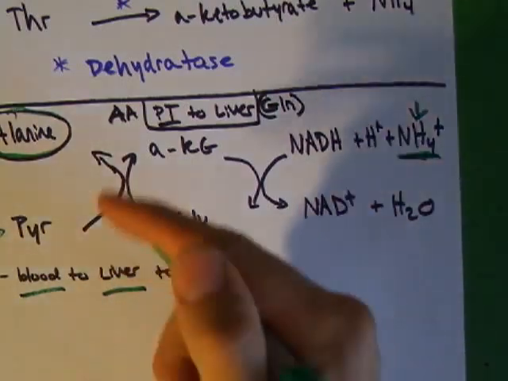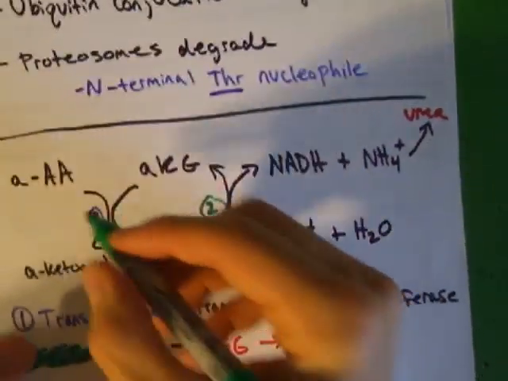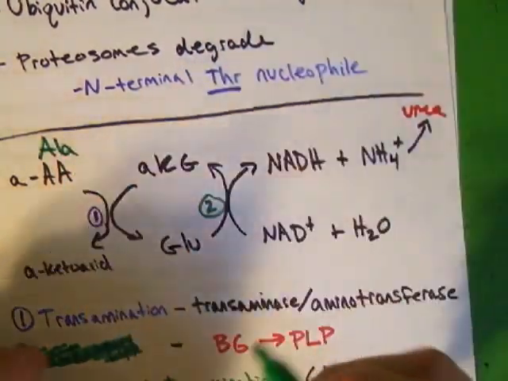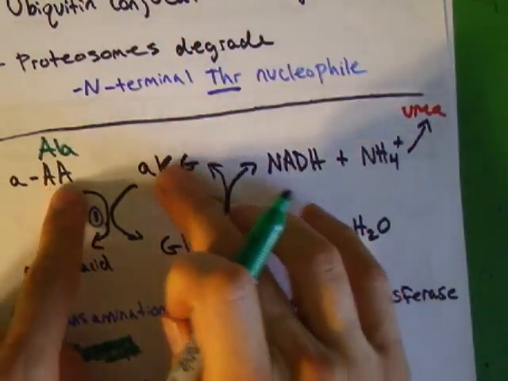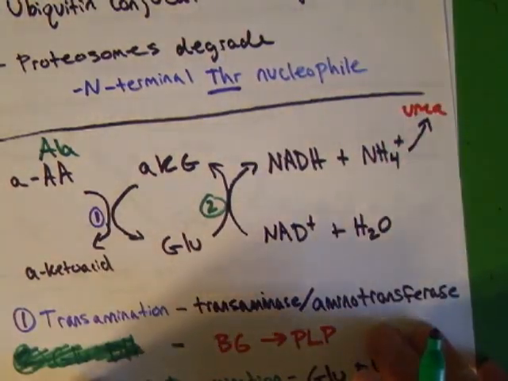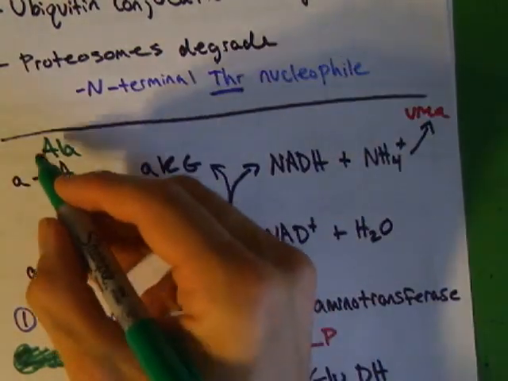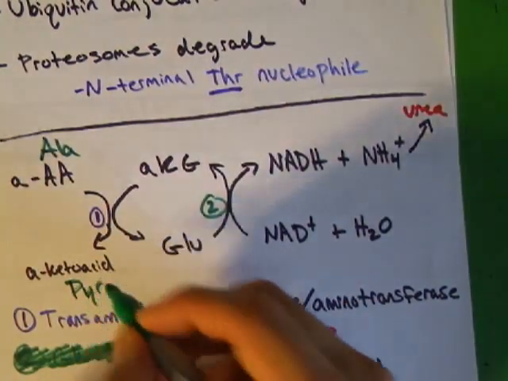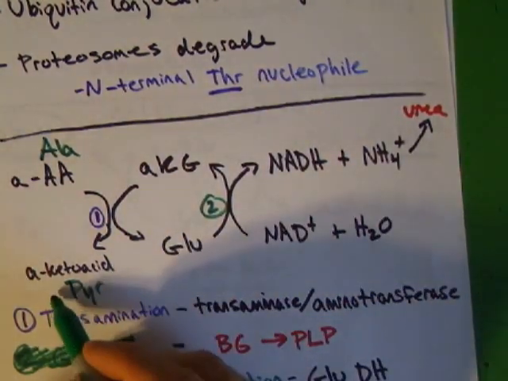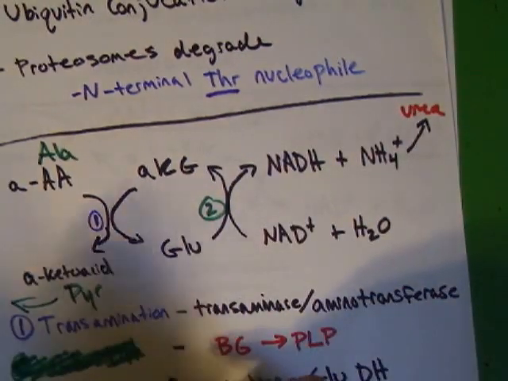So alanine will go to the liver. If we're going back to this first thing, alanine, now we're in the liver, it's going to react with alpha-ketoglutarate and eventually becomes urea to the urea cycle. So alanine can be an example of what happens here. Remember, if it's alanine, it's always pyruvate as the alpha-keto acid. And that's the part that would go to gluconeogenesis.